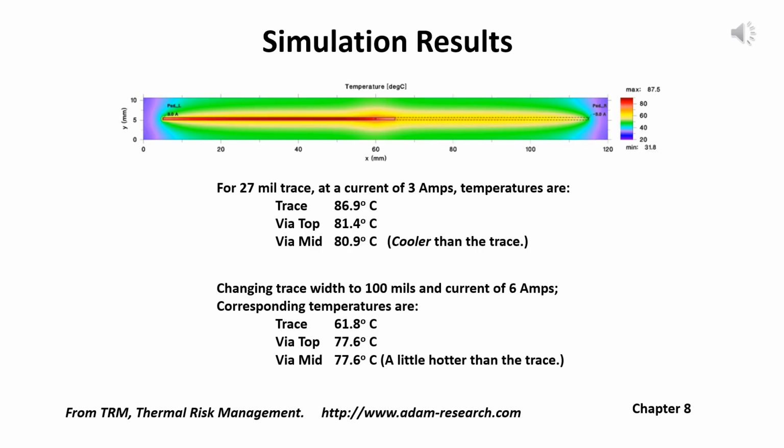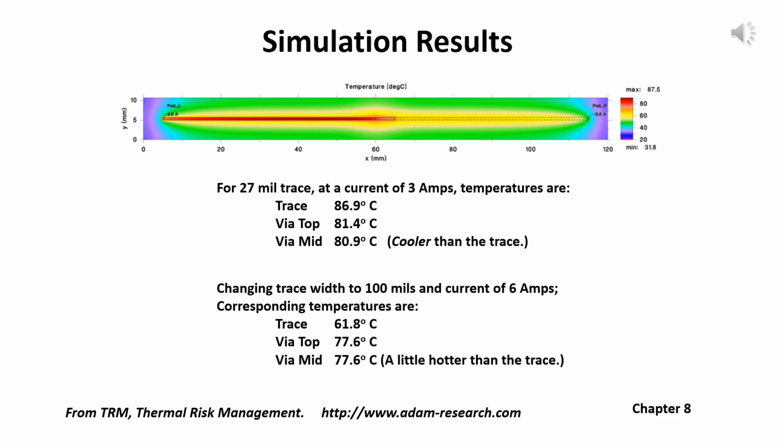Here are the results of 2 simulations of traces with vias. One trace is 27 mils wide, the other is 100 mils wide, and each has a via connecting the top and bottom layer that has the same conducting cross-sectional area as the 27 mil wide trace. The 27 mil wide trace at a current of 3 amps has a temperature of 86.9 degrees centigrade. The top of the via is 81.4 degrees, the midpoint of the via is almost 81 degrees, and the via is cooler than the trace.